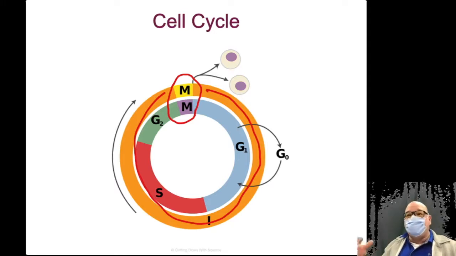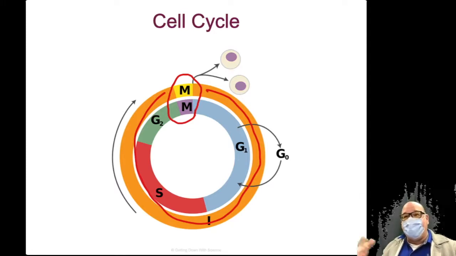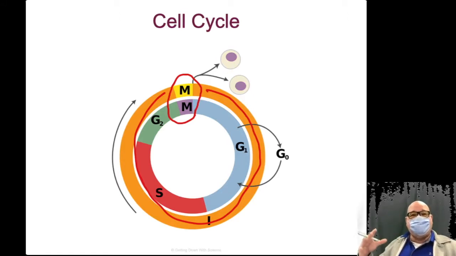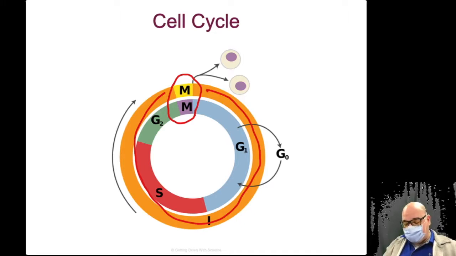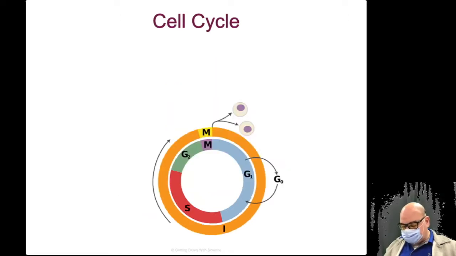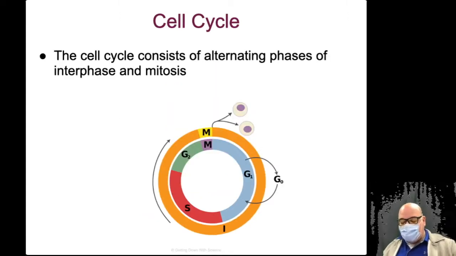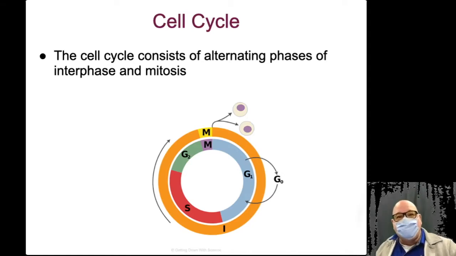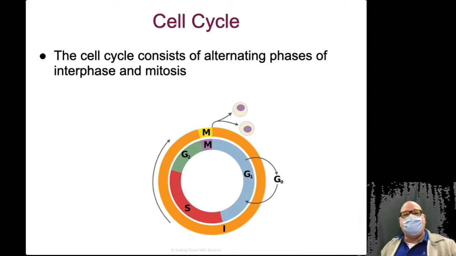Now, cells can go through mitosis very, very quickly. Like if a plant is growing very fast, they can stay in mitosis, but most cells, once the growth stops, are going to stay in this big orange part here we're going to call interphase. So we will break all this down. Okay, so the cell cycle basically switches back and forth between interphase and mitosis when the cell is growing.